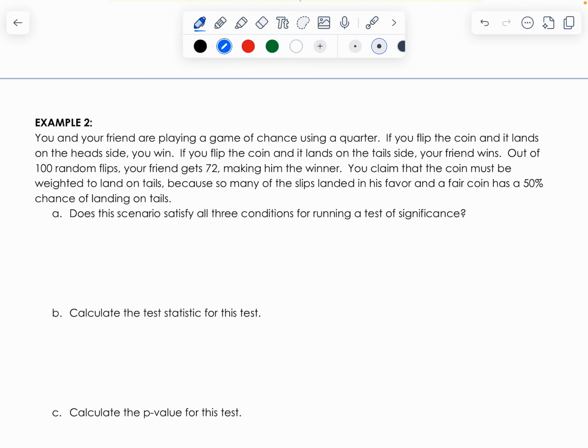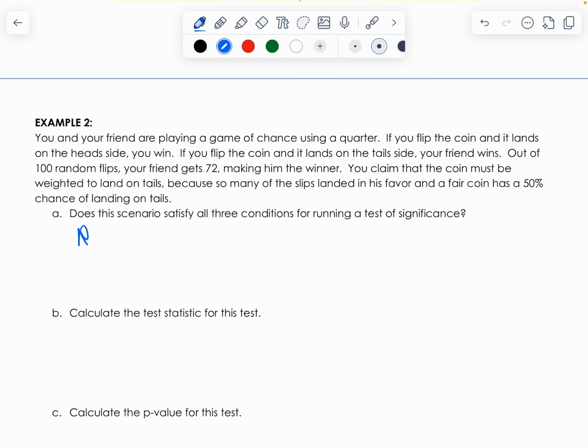You and your friend are playing a game of chance using a quarter. If you flip the coin, it lands on the head side, you win. If you flip the coin and it lands on the tail side, your friend wins. Out of 100 random flips, your friend gets 72, making him the winner. You claim that the coin must be weighted to land on tails, right? 72 out of 100 seems pretty far from the expected 50%. Does this scenario satisfy all three conditions for running a test of significance?